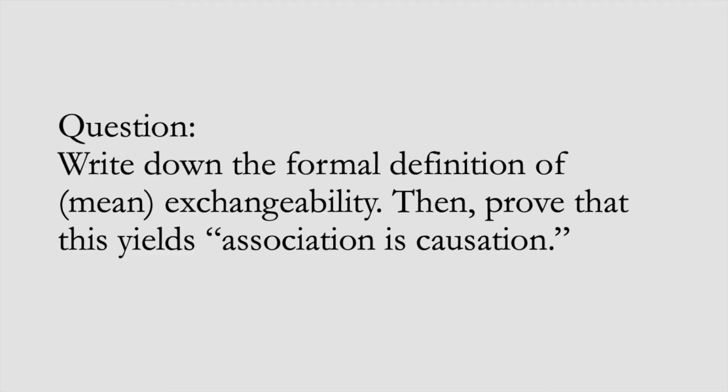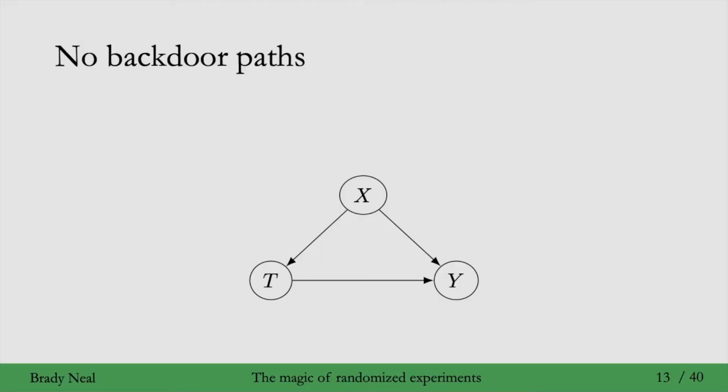So with this slide and the last slide, we have that randomization makes it so that association is causation because randomization implies exchangeability. The last perspective that we'll see on why randomized experiments are magic is that they make it so that there are no backdoor paths. So if this is the causal graph that's generating some observational data, X is a confounder, which means that we have confounding association that flows along the path from T to X to Y.